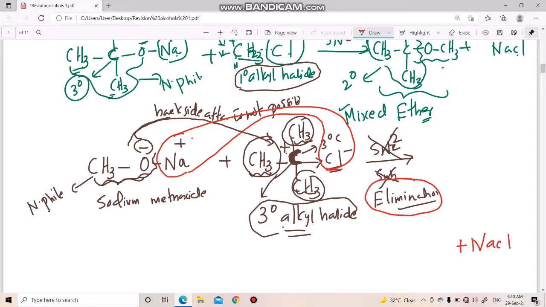And listen, CH3O minus acts like a base here. So in this case it's not a nucleophile. CH3O negative acts like a strong base. So please understand, CH3O minus can act like a nucleophile or a base. Okay, if the alkyl halide is tertiary, then CH3O minus, the methoxide ion, acts like a strong base.